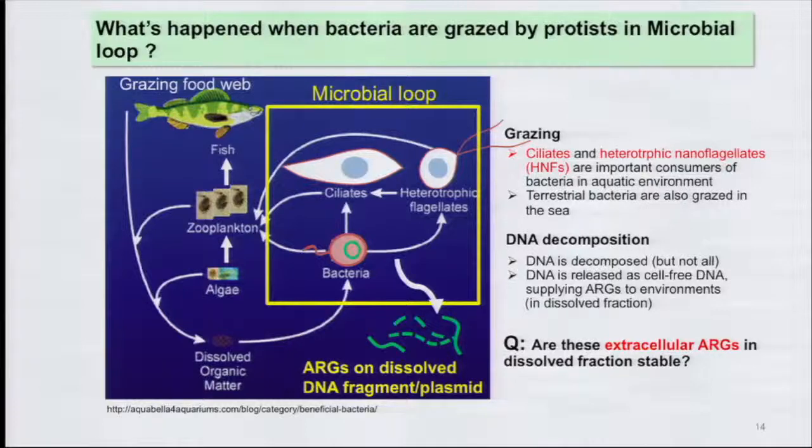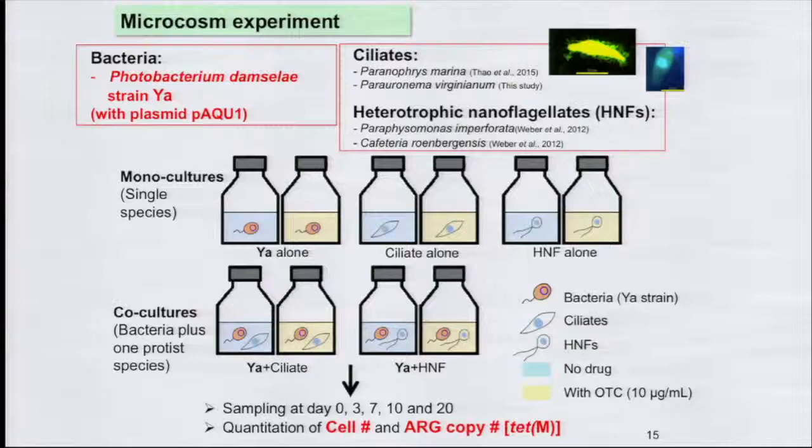So here, my question is, are these extracellular ARGs in the dissolved fraction in the environment stable? So to answer, we did a microcosm experiment. We used bacteria having a multi-drug resistance plasmid, the Photobacterium damselae strain YA. And the plasmid name is pAQ1. And the grazers are 2 species of ciliate and 2 species of HNF.